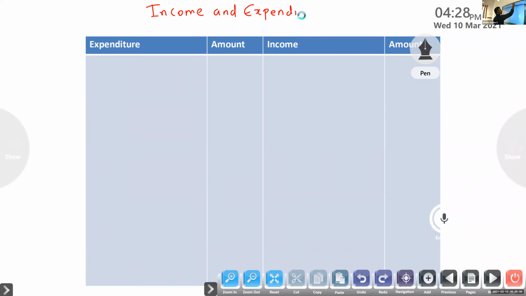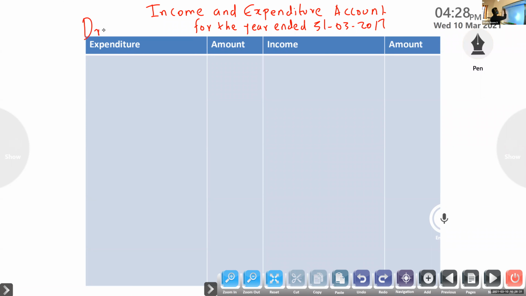So, income and expenditure account for the year ended 31st March 2017. Sorry, not December, 31st March 2017.